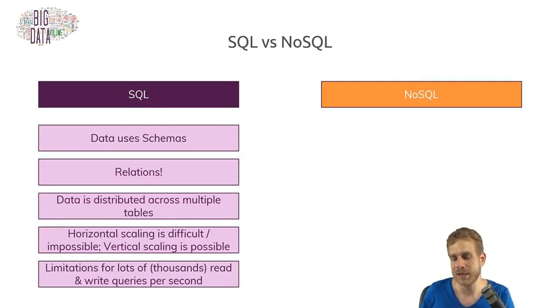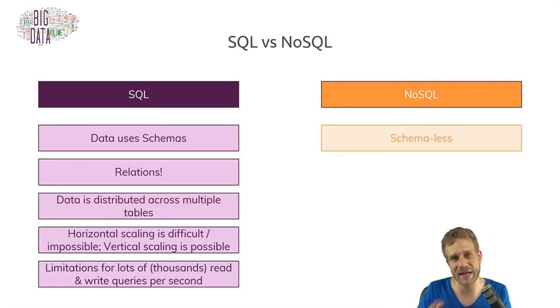Now, NoSQL is schema-less, and that can be an advantage since you're more flexible. Of course, it can be a disadvantage because you can't rely on your record to have a certain field. It might just not have it because there is no schema to force it to have it.